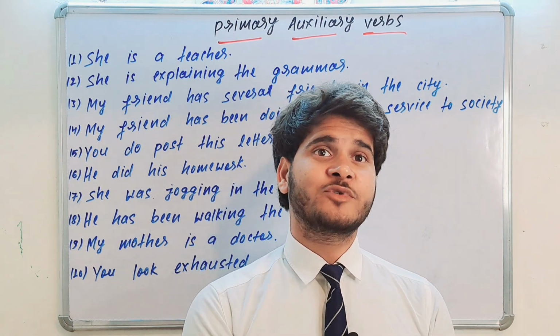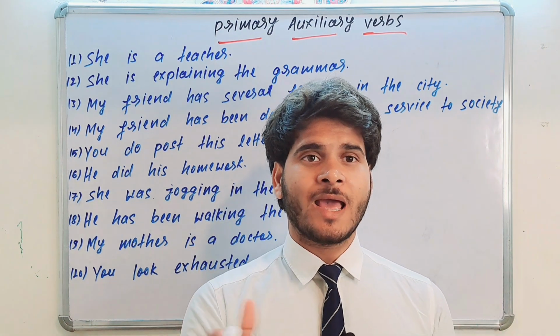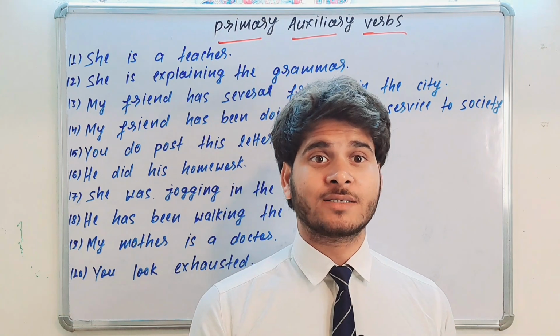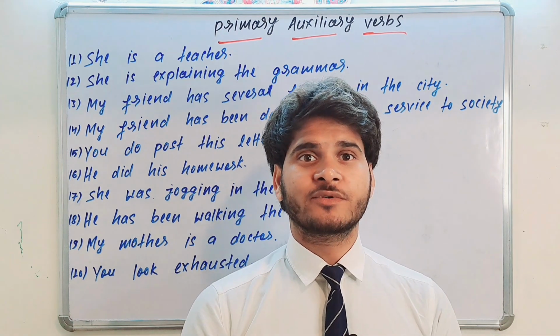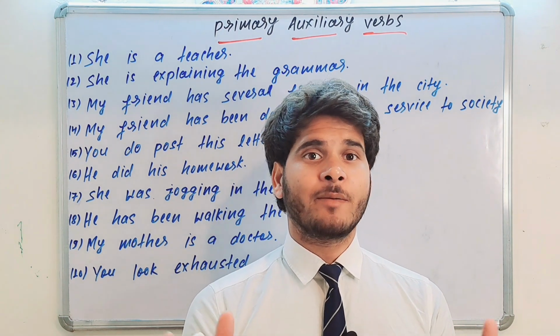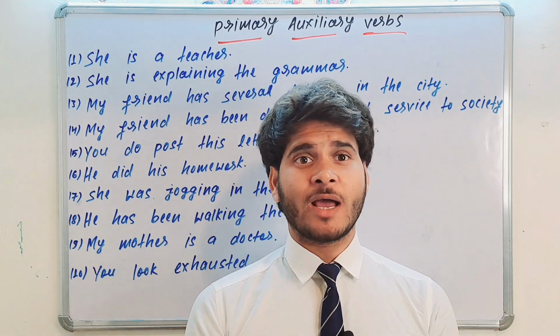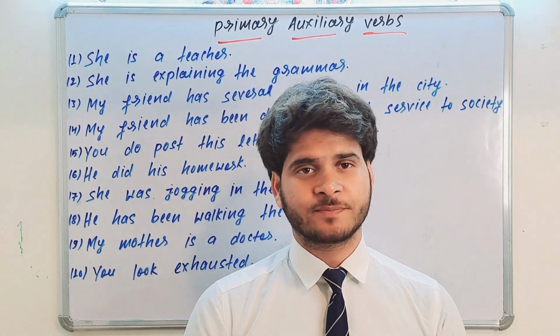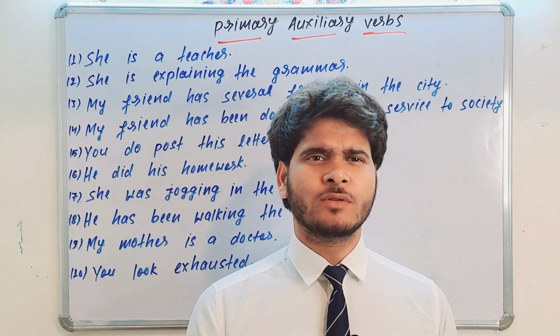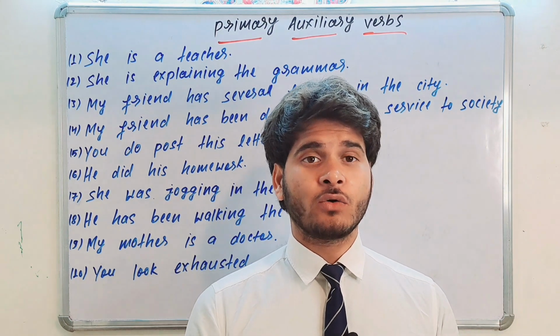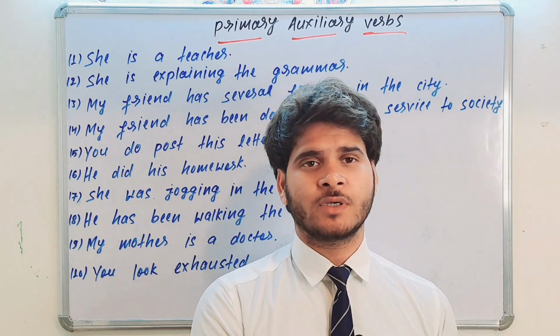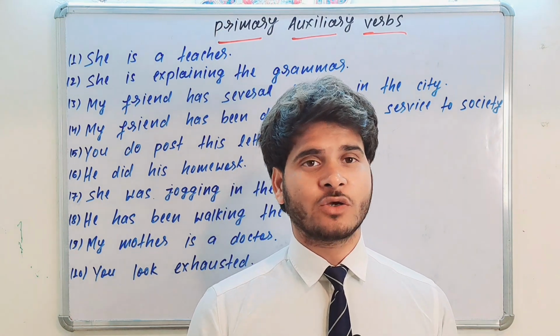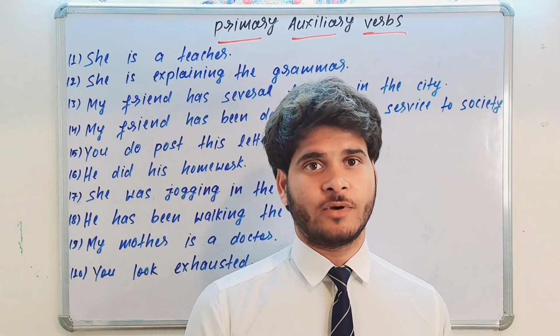They link the subject to their complements, and main verbs show the action, and auxiliary verbs tell us about the tense and voice of main verbs. So there are three types of verbs. I have discussed all types of verbs, all the classification of verbs. So you can go and watch all previous videos on verbs.